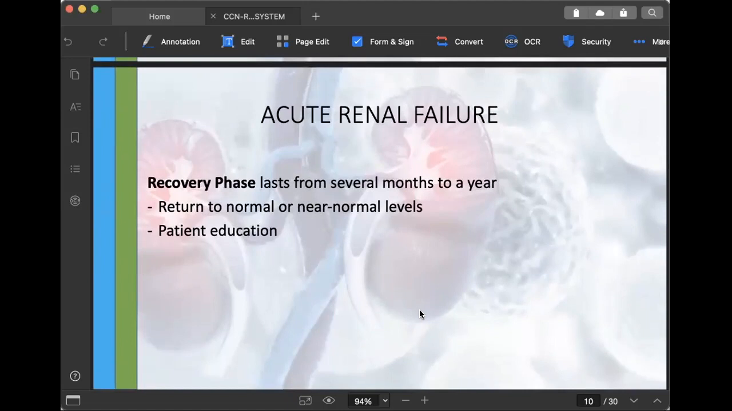This is the last phase. It can actually last from several months to a year, and this will return to normal or near normal levels. And what you can do here, student nurses, is to reinforce patient education. Okay, every time whenever they have a checkup or they're about to go home, you have to educate the client about the effects of.